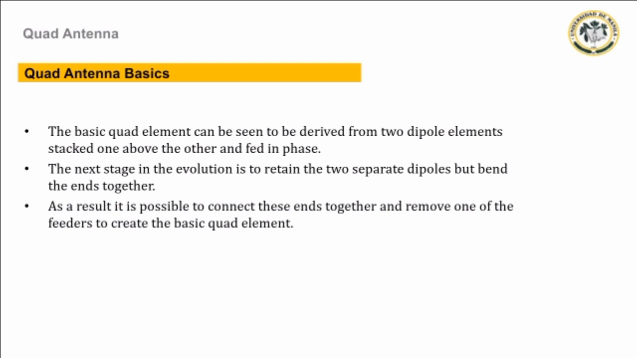The next stage in the evolution is to retain the two separate dipoles but bend the ends together. It is found that voltages at the ends of the antennas are in phase with one another. As a result, it is possible to connect these ends together and remove one of the feeders to create the basic quad element. As such, the loop forming the element is a full wavelength with each side being a quarter of a wavelength.